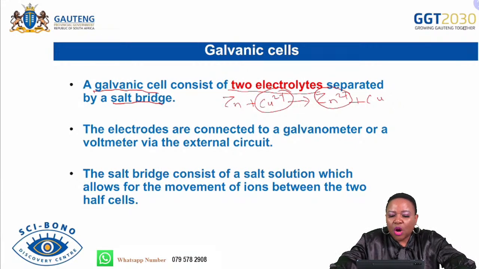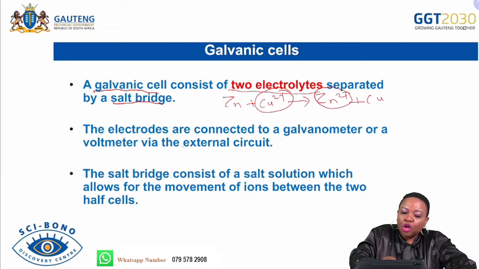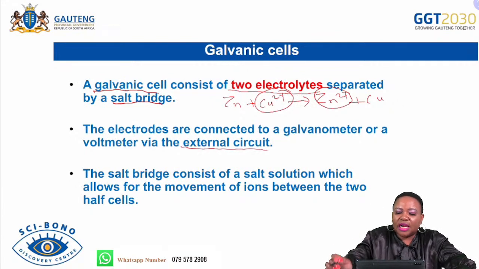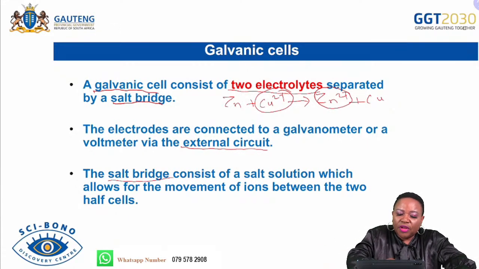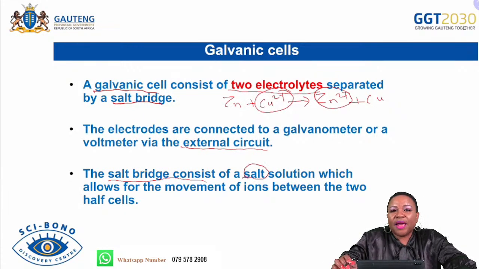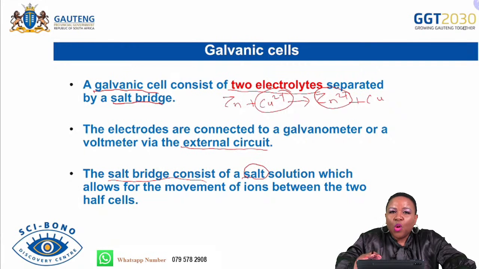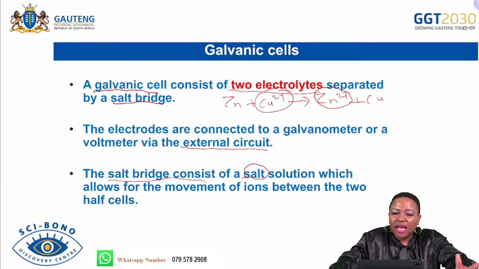And the electrodes are connected to a galvanometer or a voltmeter via an external circuit. So immediately when we say we are going to have an external circuit, it means there is also an internal circuit. And then we also have a salt bridge that consists of a salt. I think by now we already know what a salt is. We have formed different salts during our acid-base reactions, and we have seen how salts are formed, some of the salts being acidic, some being basic.